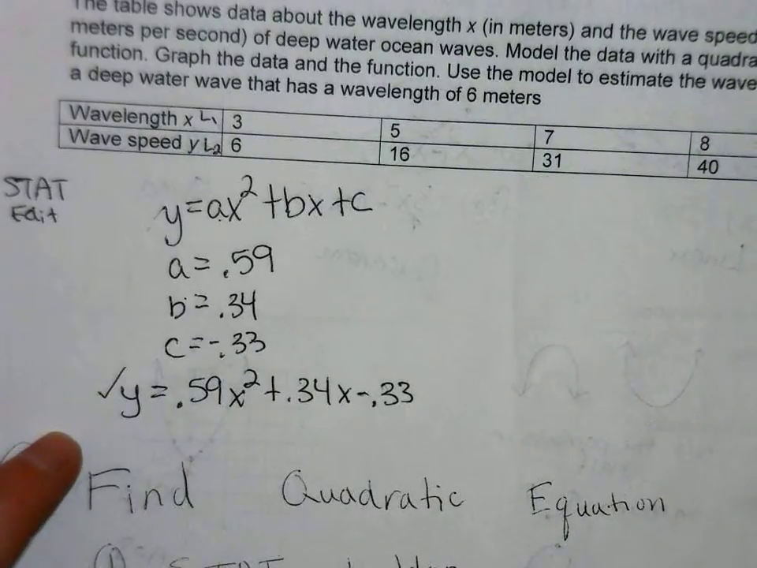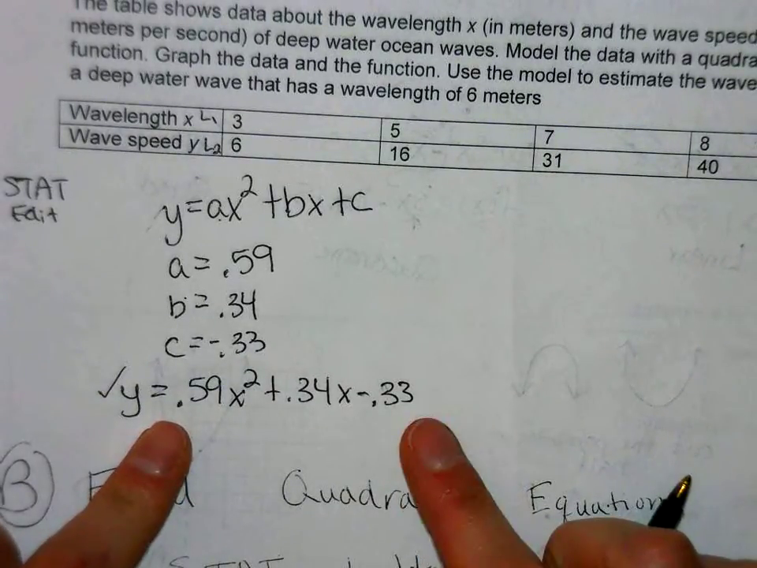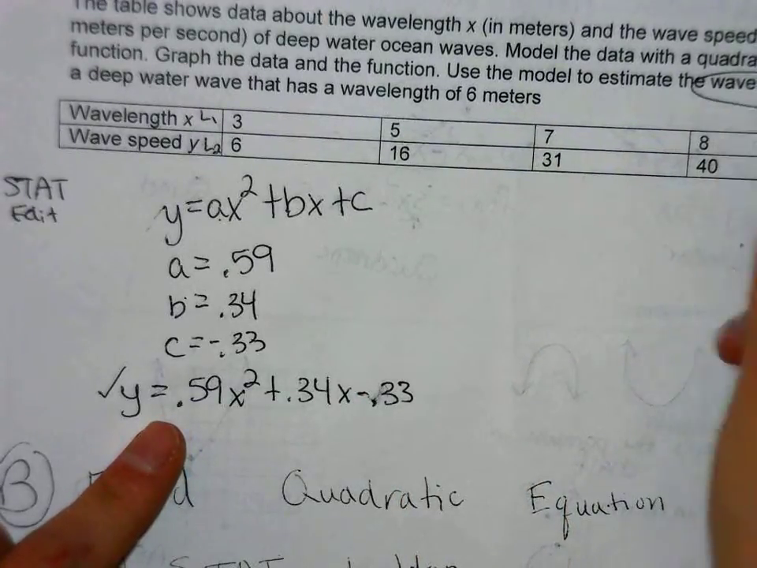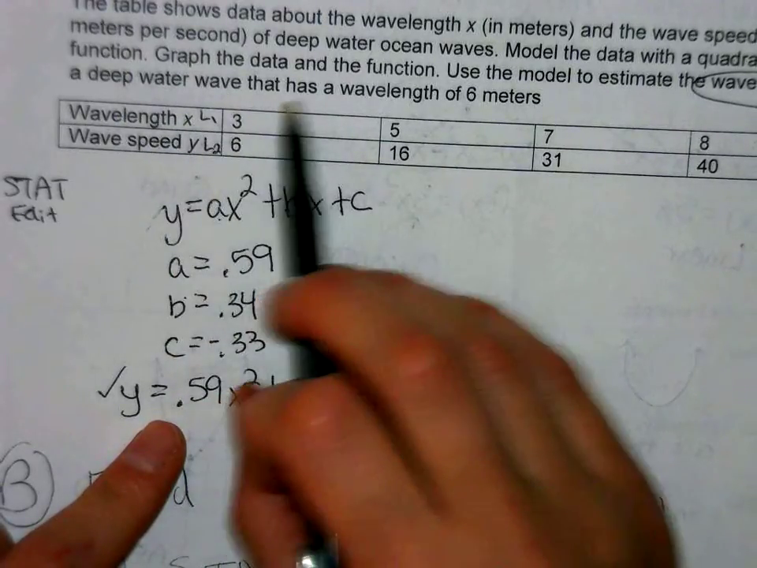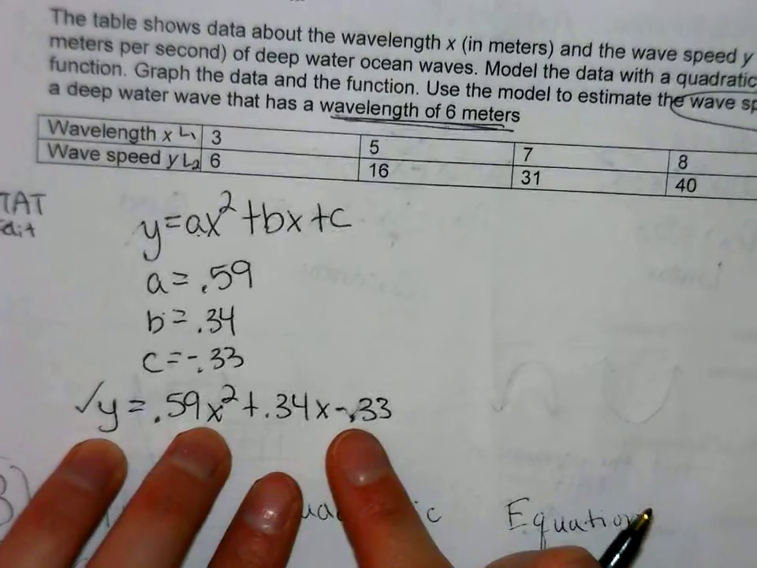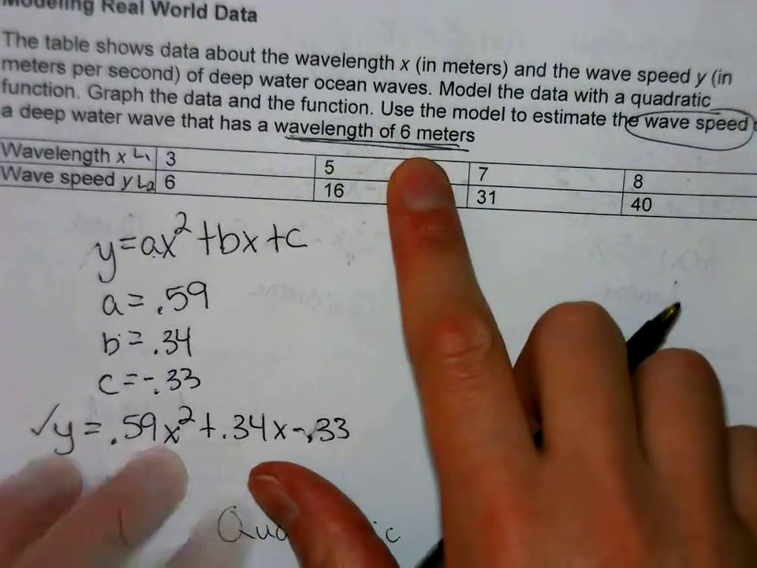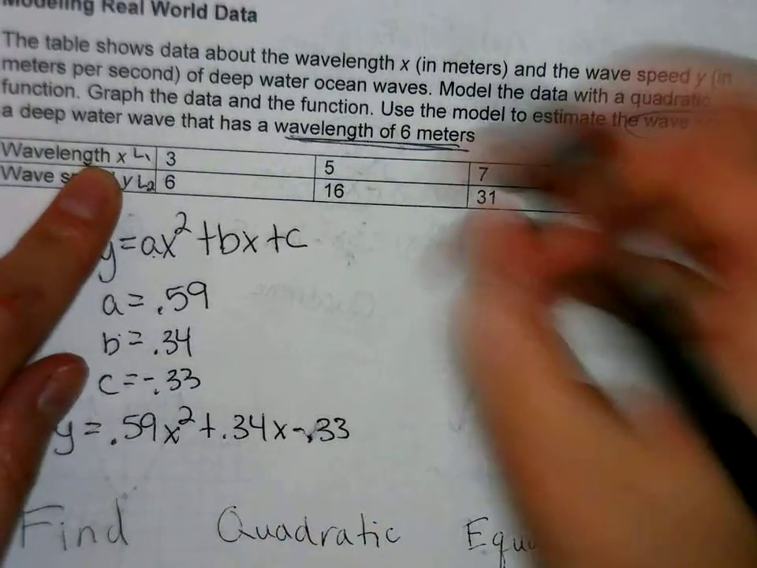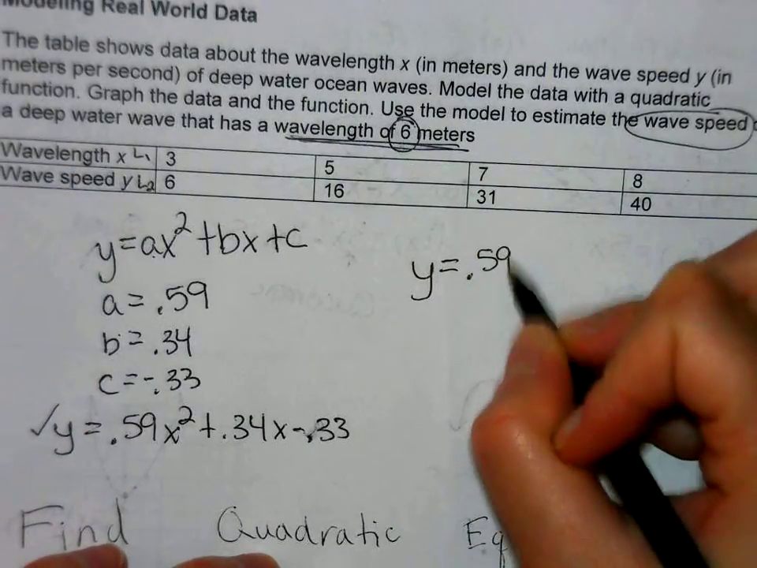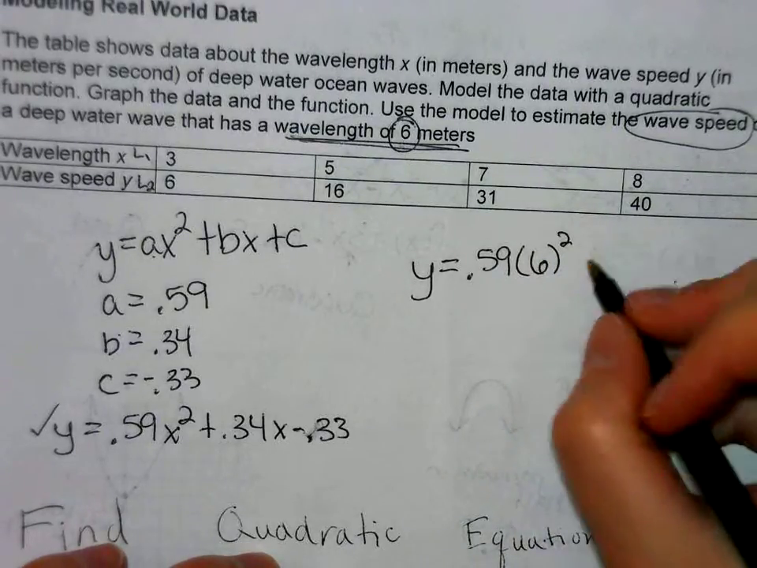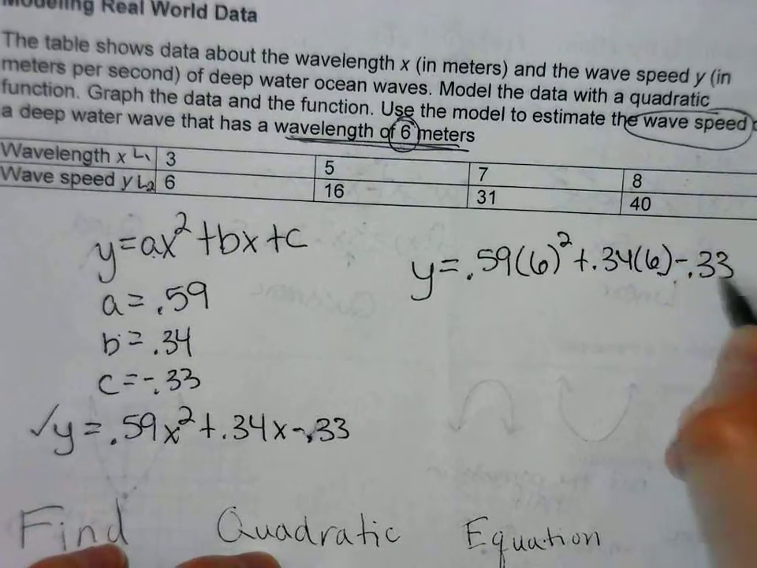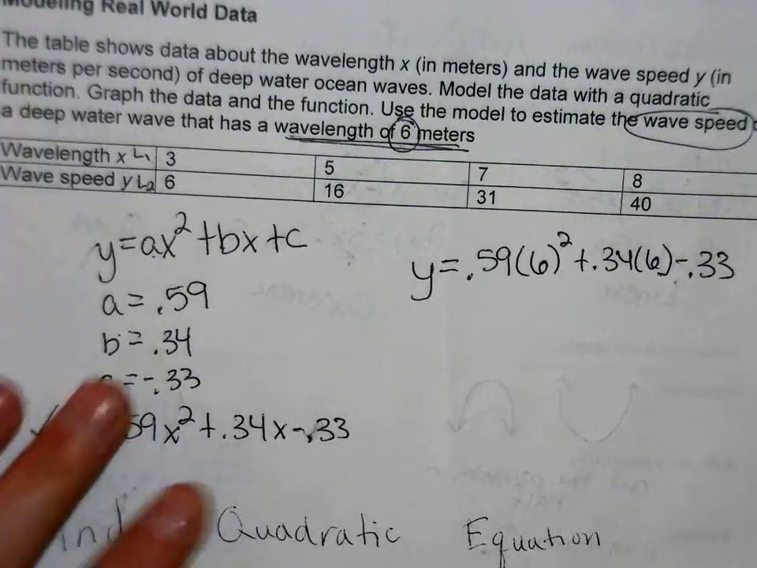We have our equation. Now we need to use our model, our equation, to solve the question. It says to use the model to estimate the wave speed of a deep water wave that has a wavelength of 6 meters. So using this equation, we need to determine the wave speed. Wavelength is 6 meters, and wavelength represents our x's, so I want to plug my 6 into my x values. That means y equals 0.59 times 6 squared plus 0.34 times 6 minus 0.33. Once we have that plugged in, we can solve.